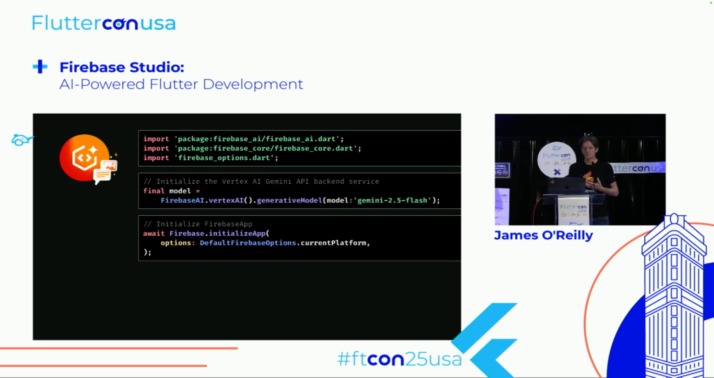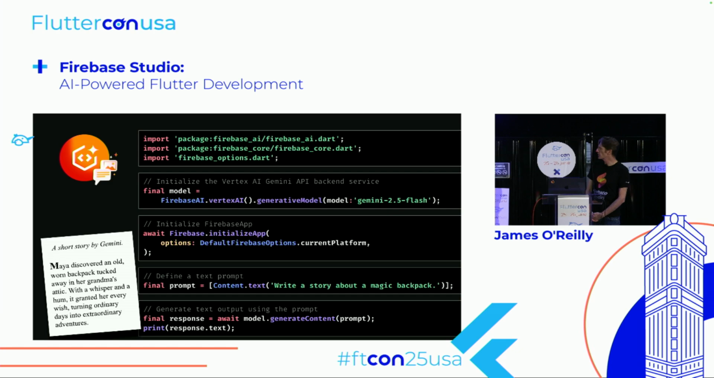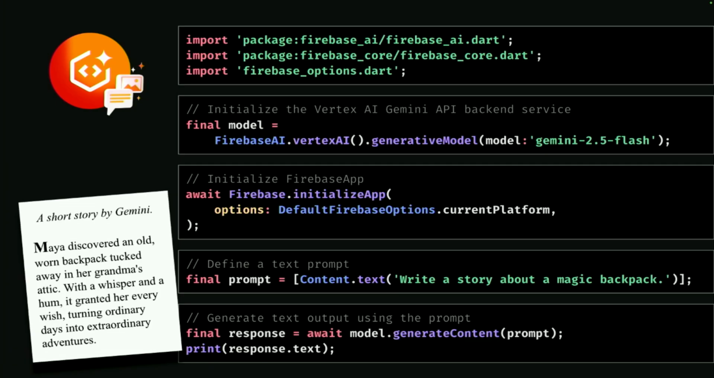Then you initialize Firebase with your app's configuration. Then we're defining a text prompt. In my case, I'm asking it to write a very short story. Then we ask it to generate output, giving it that prompt. And when we receive that output, here we have the very short story that it generated.